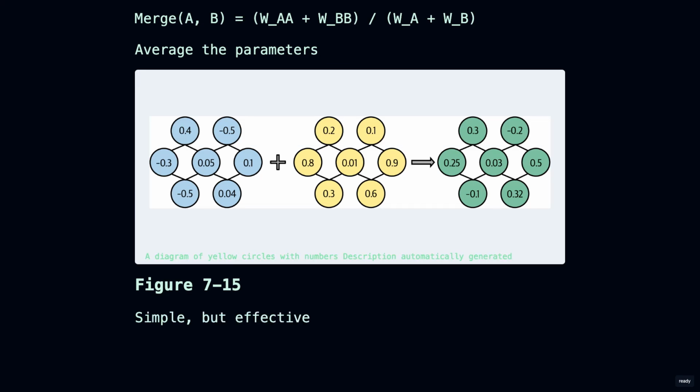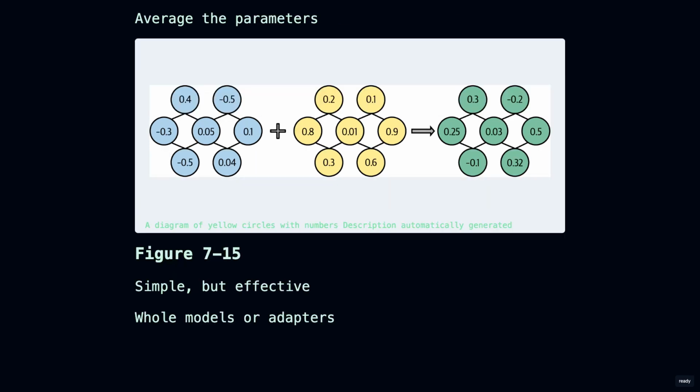Despite how basic it looks, linear combination often works well in practice. It has been studied for a long time and is especially common in federated learning and other settings where model weights are naturally comparable. You can average entire models, as in model soups, or average only selected components, such as adapters. Averaging adapters is often the more practical choice when multiple models share the same base model.